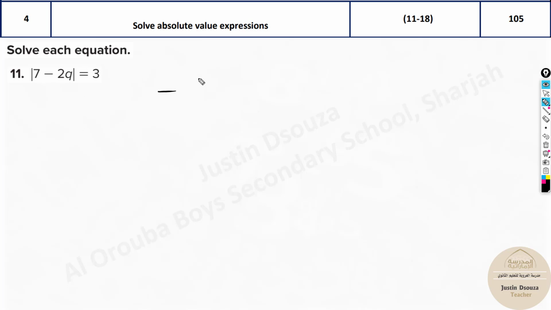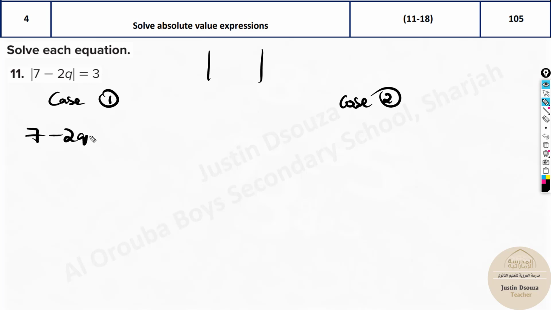Now, instead of writing plus or minus in front of 3, what we do is take the minus sign to the other side, and we write the two cases. Case 1, case 2. For the first case, write this without the absolute value. See these two lines, the absolute value, don't write that. Write the equation only: 7 minus 2q equals 3. Case 2 is 7 minus 2q equals minus 3. This is the difference. You're writing minus 3 here, it was plus 3 over there.